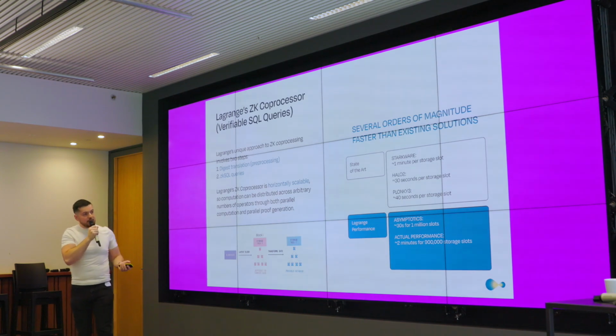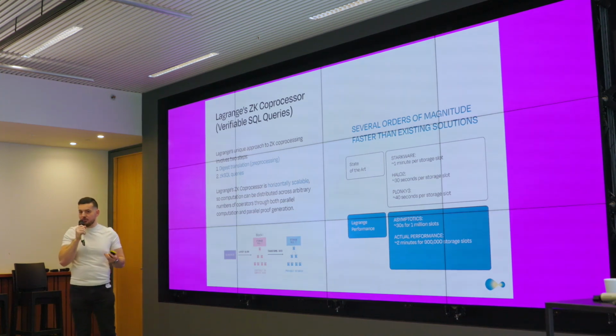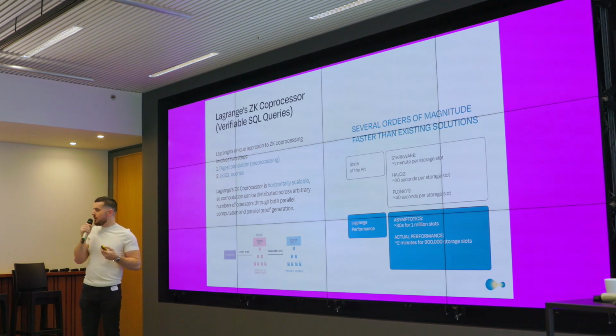So how do we do this? And what is the scale of the compute that you can typically do? Why would I want to use a ZK coprocessor? What does scale even mean in terms of being able to read from on-chain data?